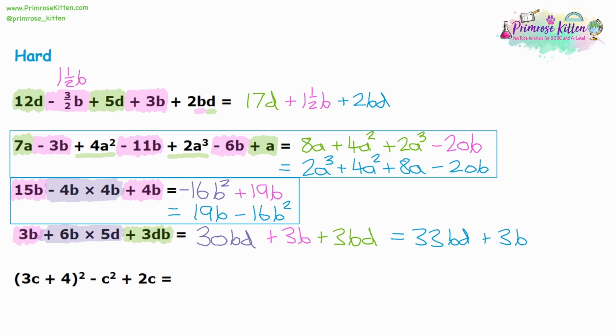It's important to point out here that with question 2 and question 3, when I showed the alternative answers, they didn't actually give you any additional marks. It's another way of writing the answer. But with question 4, the 33bd plus 3b, that is actually the way the answer has to be written. And if you did write it using 3 terms, with a 30bd plus 3b plus 3bd, that would actually not get the marks. It's not been simplified fully. That's an important distinction to make.